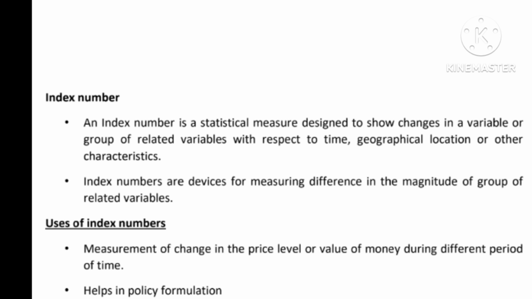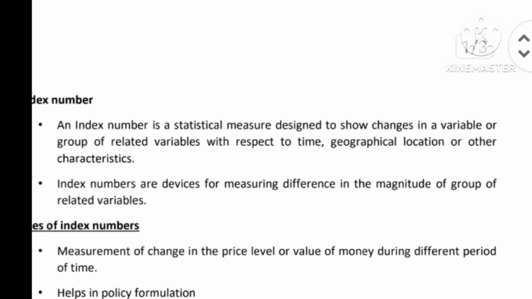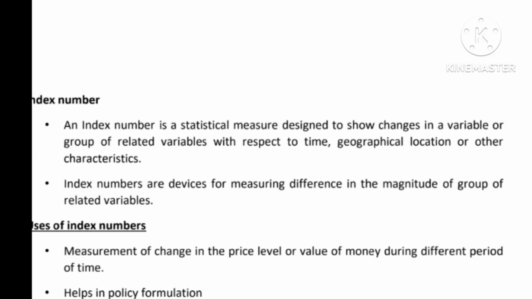So here we will study the meaning of index numbers first. An index number is a statistical measure. An index number is a component of statistics designed to show if any changes are there in variables or group of related variables with respect to time, geographical location or other characteristics. So this index number measures any changes in variables. The variables may be time, quantity or anything.